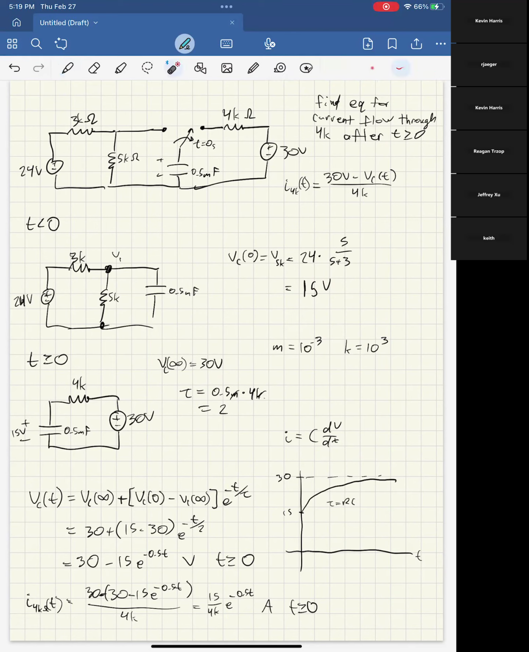More practice problems, infinite practice problems. Let's see, which of these looks interesting? Yeah, sure, I'll do this. Wrong button. Okay, this one has a current source. How interesting. Wow.